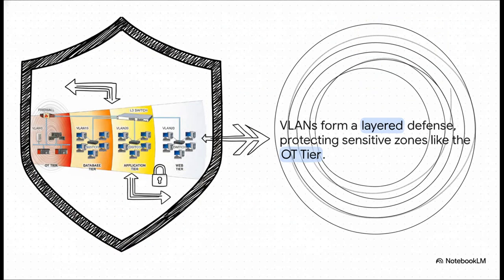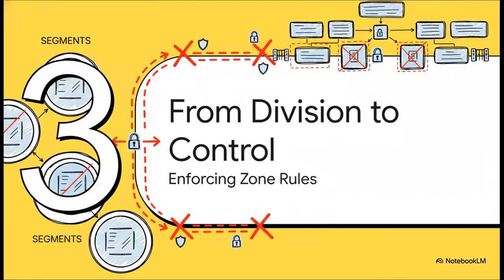And this is where it gets really powerful. We can start stacking these VLANs to build a serious, multi-layered defense. In this model, the firewall is protecting the crown jewels, the OT tier, the network that's actually controlling the physical machinery. To get there, you have to pass through a database tier, an application tier, and a web tier. Each one is its own island, which means an attacker can't just hop from your website straight to the factory floor.